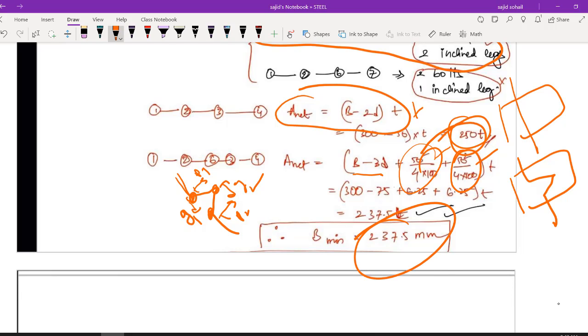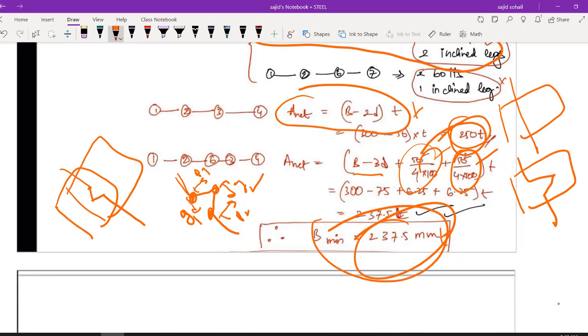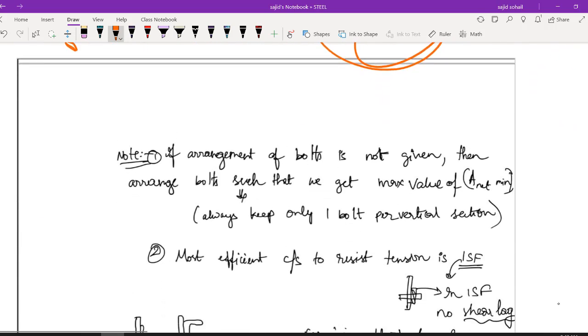250t or 237.5 into t. Obviously this is minimum. तो क्या हो जाएगा? The strength carrying capacity, the load carrying capacity along that path in which b minimum is less is more critical. वहां पे easy से fail हो जाएगा. That's it. End of story. समझ में आ गया ना?